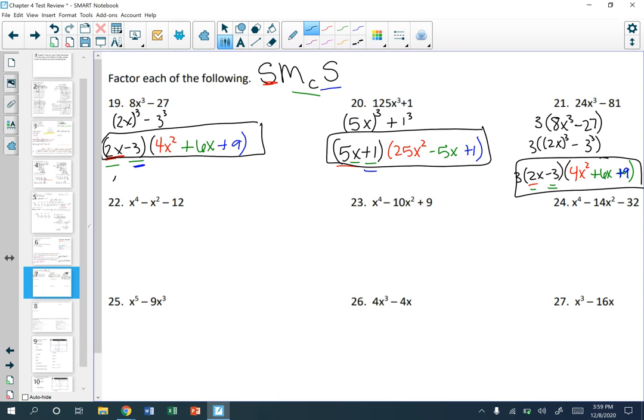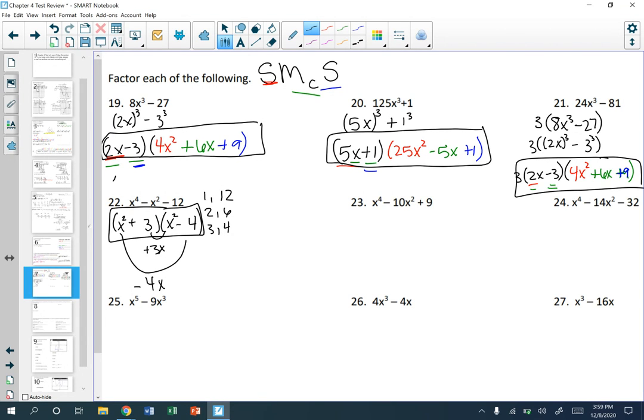Number 22. My first thing would be, I see x to the 4th and I see 3 terms, so I'm going to try and split this up and factor it as if it were a quadratic. My factors of 12 are 1 and 12, 2 and 6, and 3 and 4. I'm going to start with 3 and 4. Anyway, with 3 and 4, I can get to negative 1, because I have 3x and 4x here. So if I have a negative 4 plus 3, that gives me my negative x squared. Perfect.